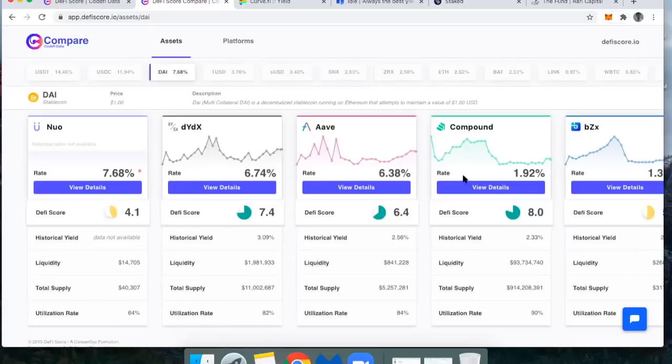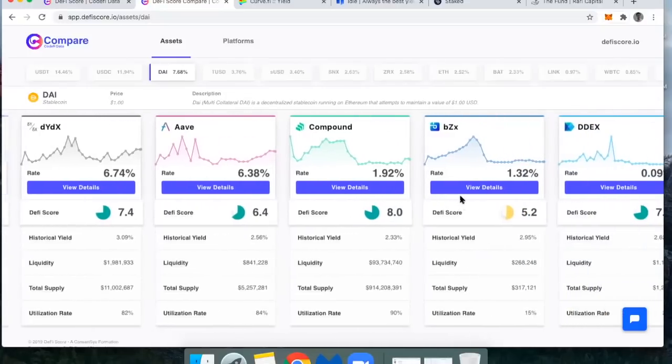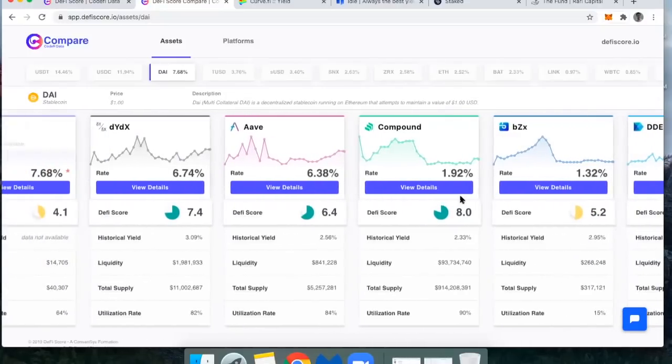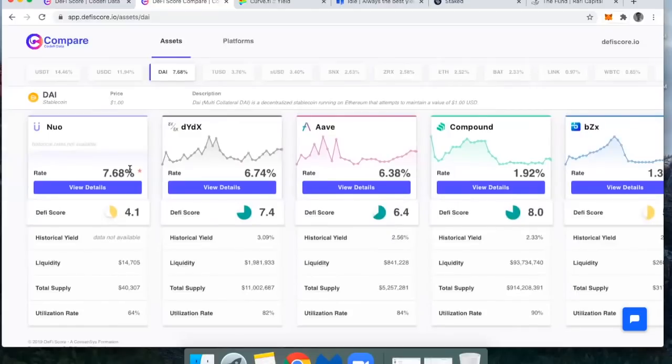Anyways, I'm looking at these. Okay, this all looks good to me so far. If I was going to lend into a single pool, again, I might choose Nuo or dYdX or Aave. They have the highest rates here. Another factor to consider, though, since I am going to eventually use a yield bouncer, and it's going to automatically move my DAI to whichever pool has the highest rate, is that I'm also going to look at what says view details.